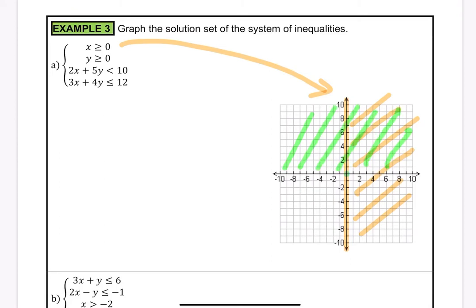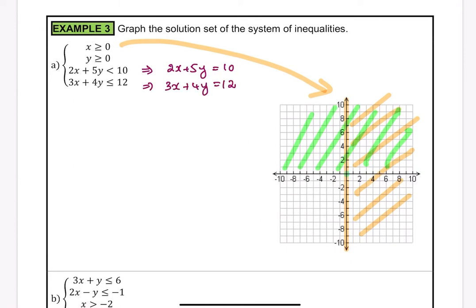Right, so that corresponds to this right here. And let's take a look at these two, right? So let's try to graph these two lines and see what happens. If I rewrite this as an equation so I can graph it, this is 2x plus 5y is equal to 10. If I rewrite this one, this is 3x plus 4y is equal to 12.